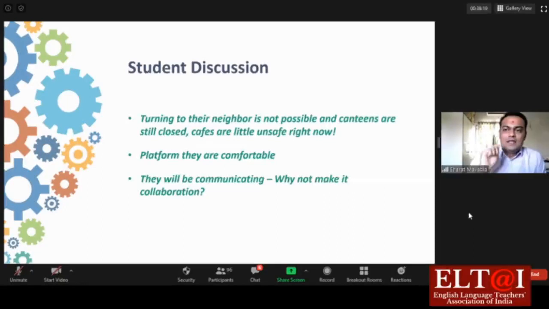And here comes one wonderful opportunity for all of us. They're going to communicate no matter what, through Instagram, Snapchat, WhatsApp, Facebook, anything and everything. Why not pick up this opportunity? Why not take this opportunity and ensure that their communication is transformed into collaboration through the activities that we give them to do? Why not take it a step ahead from communication to collaboration for them?